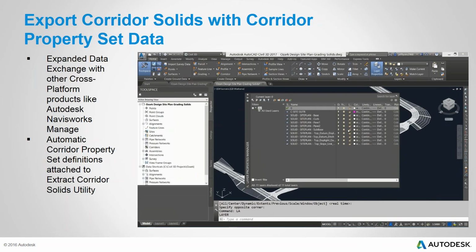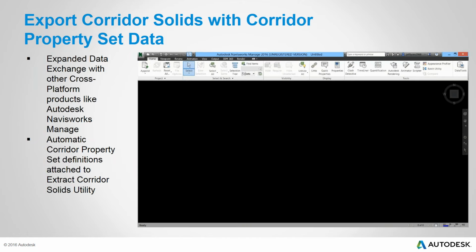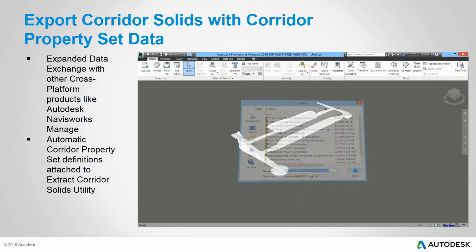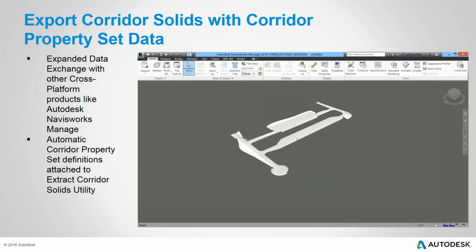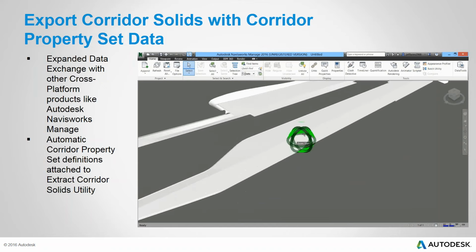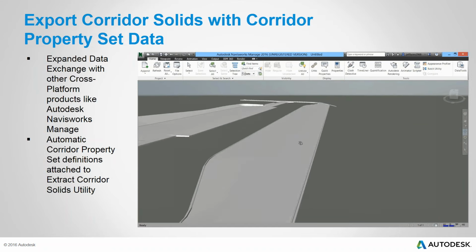So that's it in Civil 3D. So we see that the solids come in nicely from Civil 3D. And if we open up the selection tree, you can see that the solids are all layered properly based on the material types and shape codes.